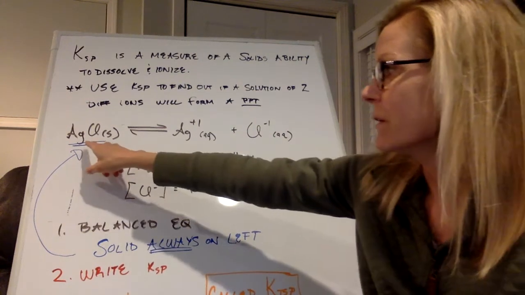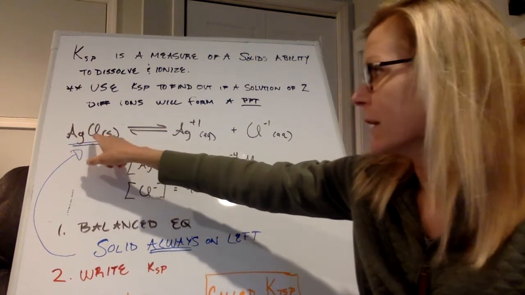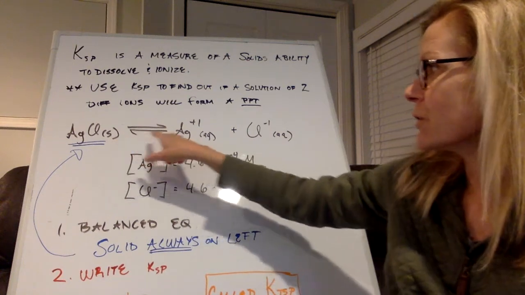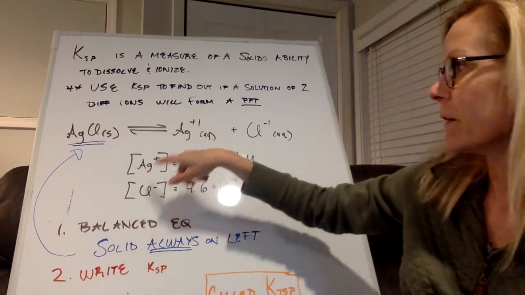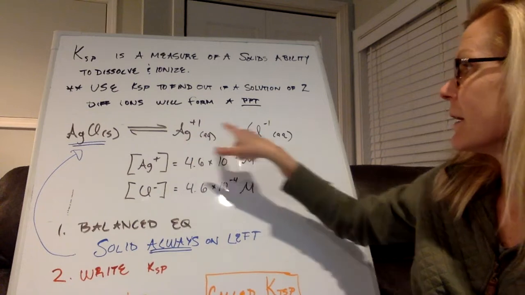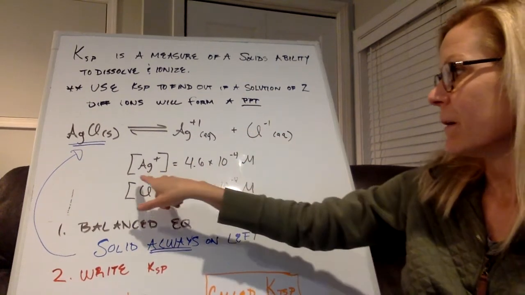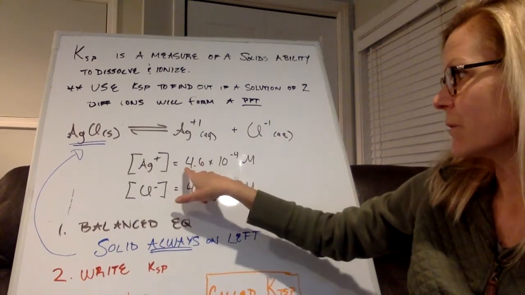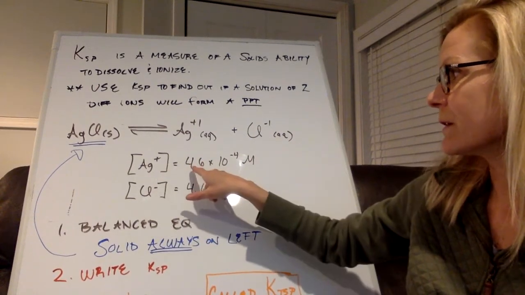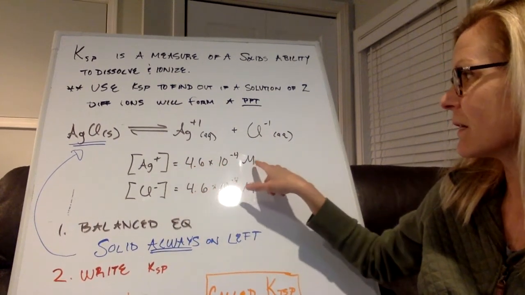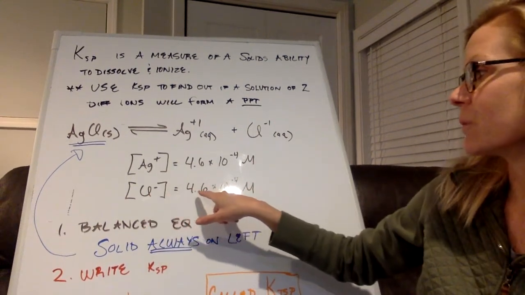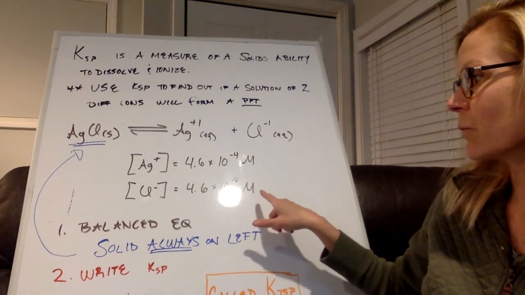Okay, so I took silver chloride, which was a solid, and in solution, so you mix it up in water and it breaks apart into the silver ion and the chloride ion. My concentrations are, and this is a 1-to-1, they're the same. So the concentration of the silver is 4.6 times 10 to the negative 4th molar. The concentration of the chloride is 4.6 times 10 to the negative 4th molar.